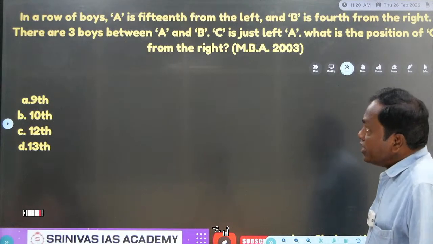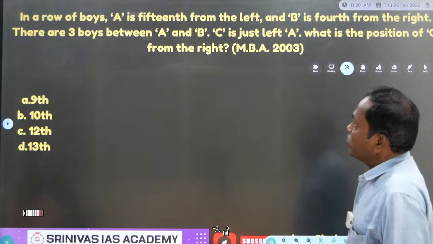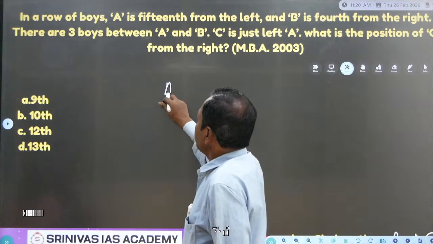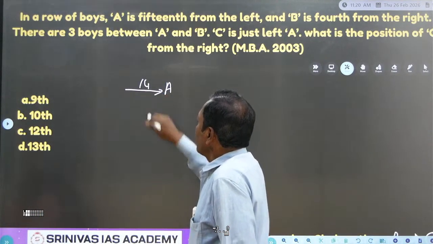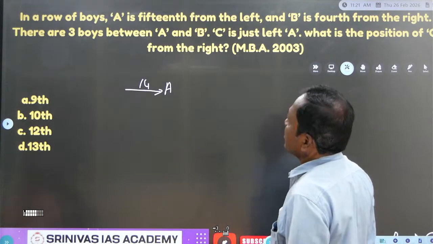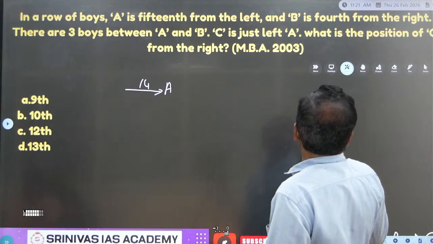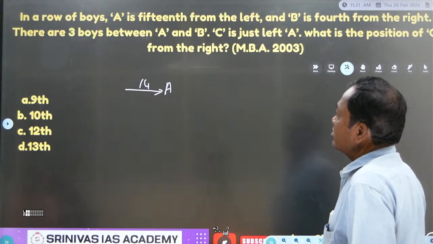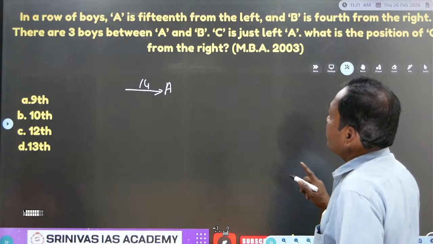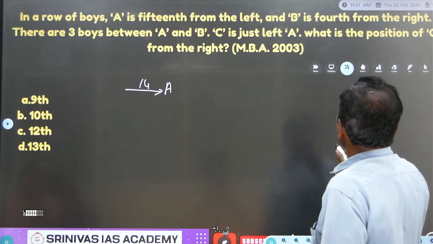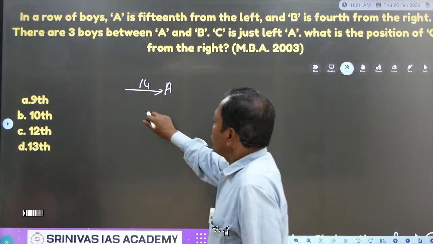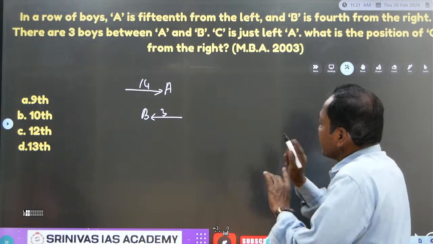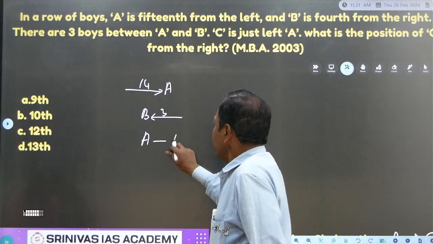Now, this is a different question. In a row of boys, A is 15th from the left, and B is 4th from the right. There are 3 boys between A and B.